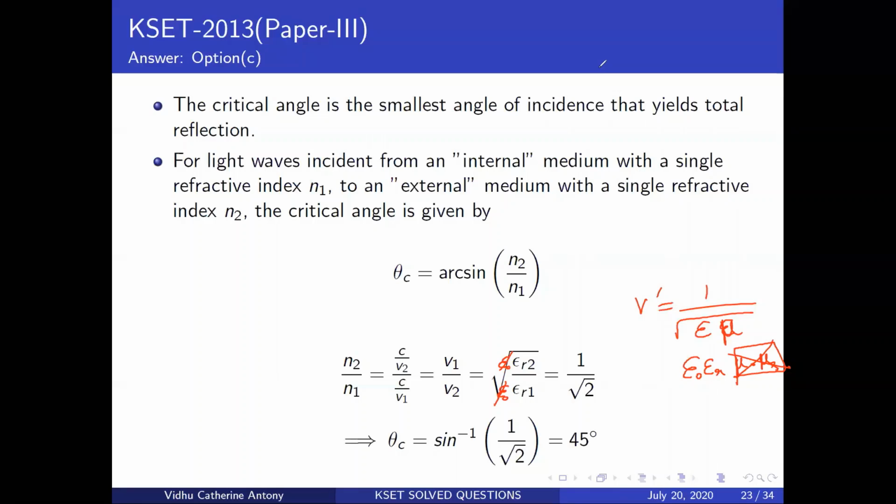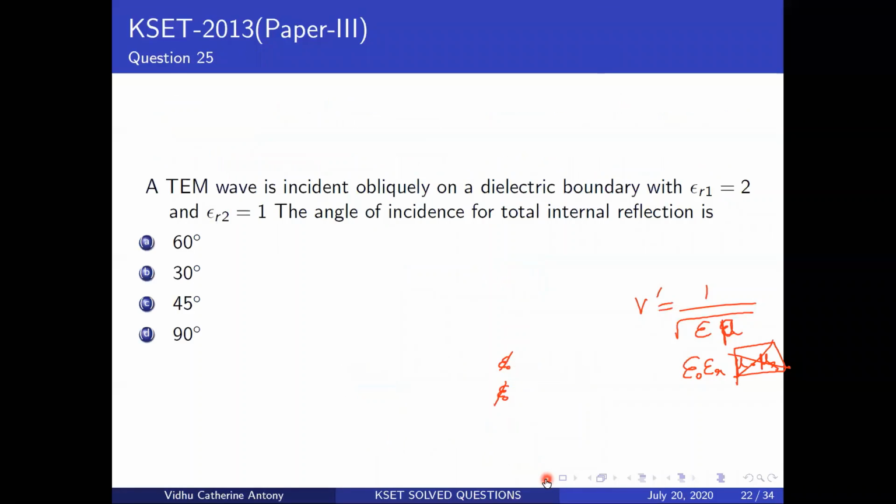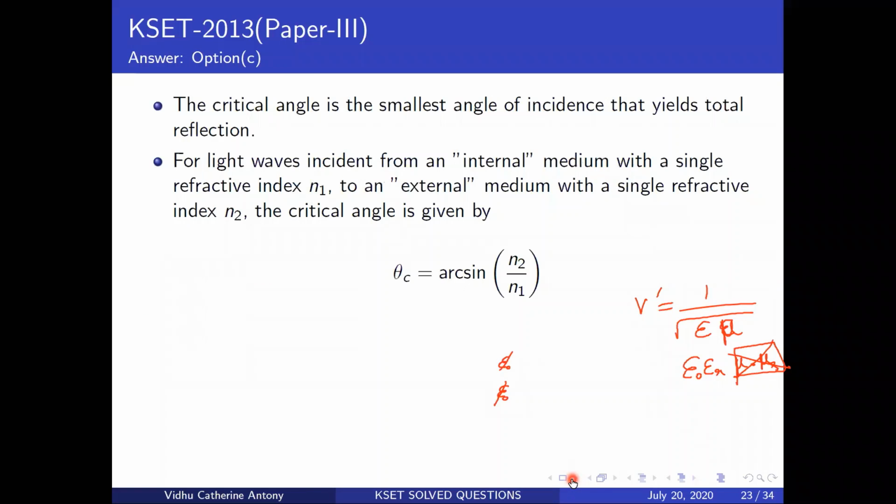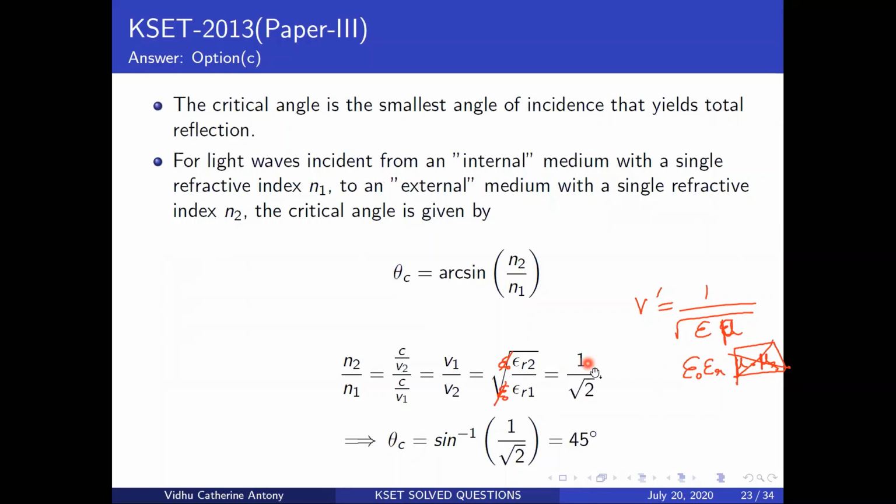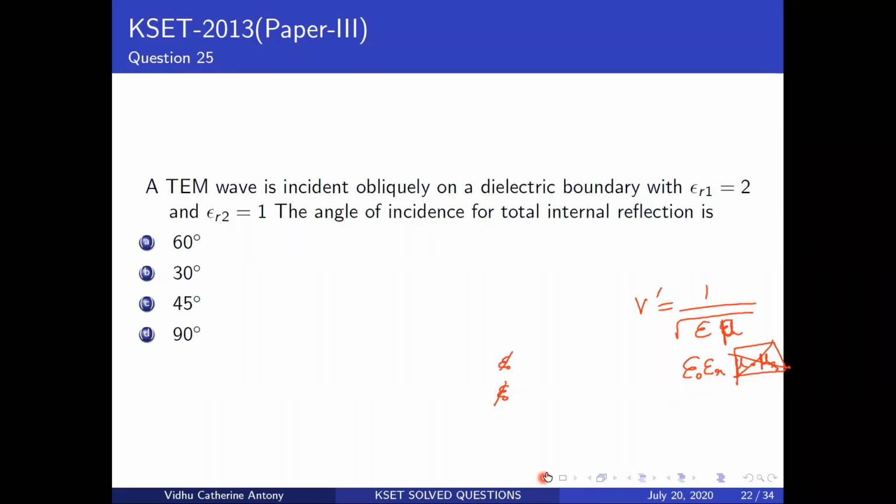So you realize that these two are the only things that I need. I just need my dielectric constants. Epsilon r, your relative permittivity, is also known as your dielectric constant. I just need those two to actually solve this problem. So what do I end up getting? This was a 2, so I have 1 divided by root 2. I take a sine inverse of that and I get 45 degrees. So it's nothing to do with the TEM wave. It's just total internal reflection ideas. Okay, now let's move to the next one.